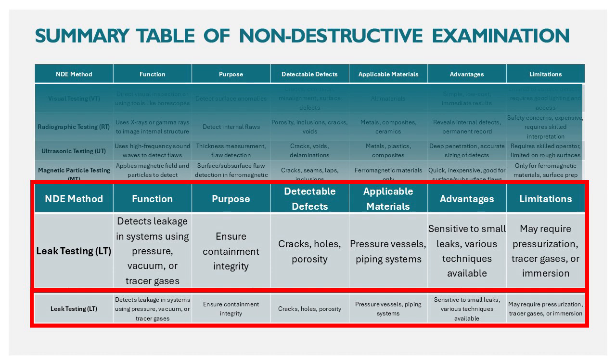Leak testing, or LT method. The function of leak testing is that it detects leaks using pressure, vacuum, or tracer gases. The purpose of leak testing is to ensure containment integrity. Detectable defects include cracks, holes, and porosity. Leak testing is applicable for pressure vessels and piping systems.